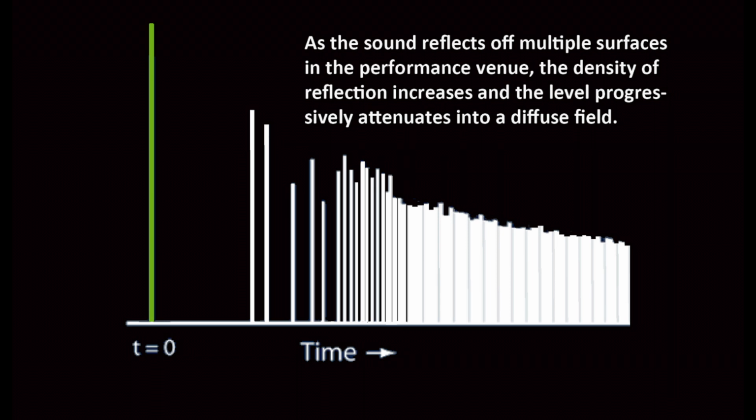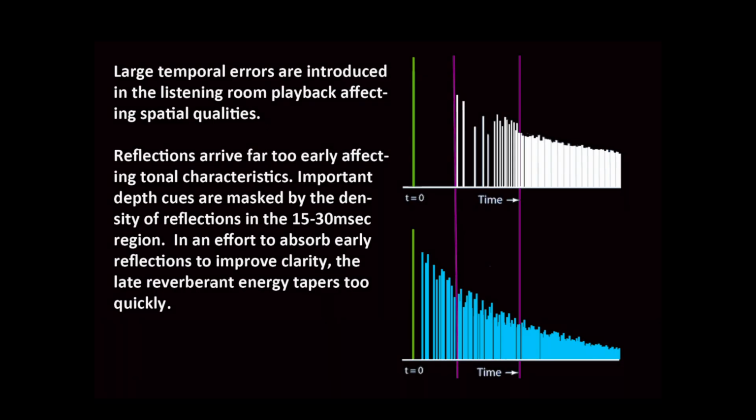Room treatments alone cannot restore the temporal errors in conventional recording playback. This graph shows the recorded impulse as reproduced by a high-performance loudspeaker system in a typical listening room of about 3,000 cubic feet. The room has both diffusers and absorbers, as indicated by the early scattering and quick attenuation.